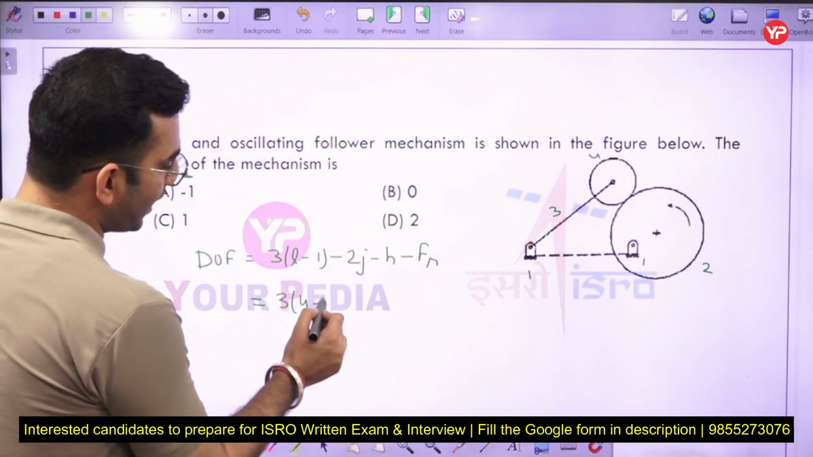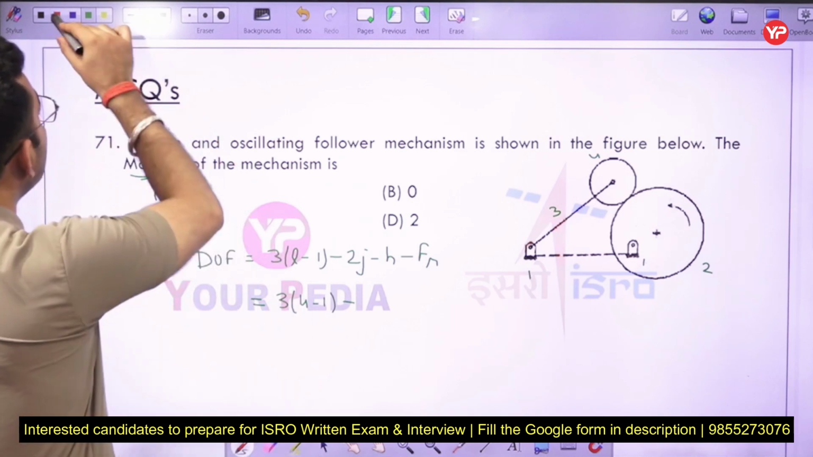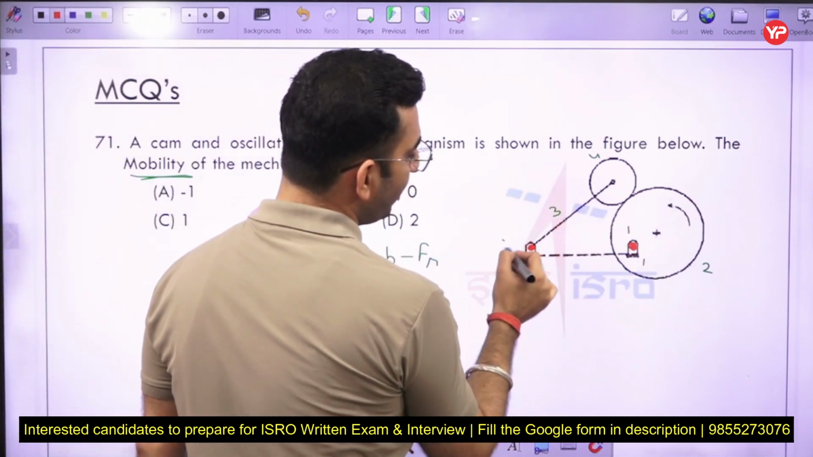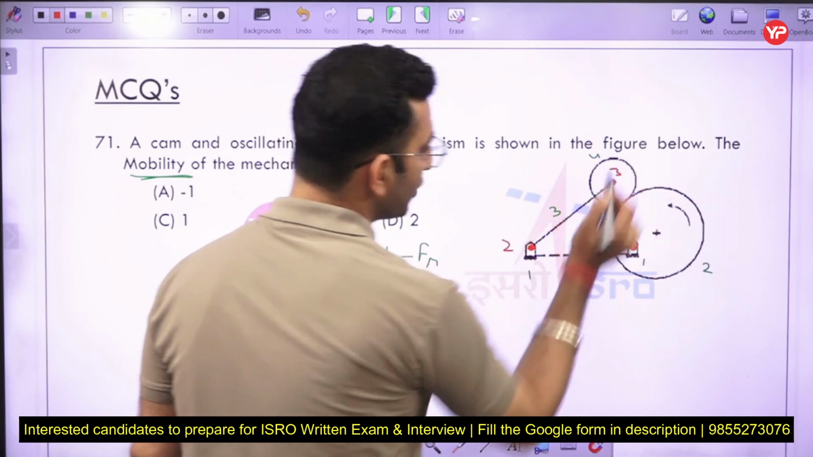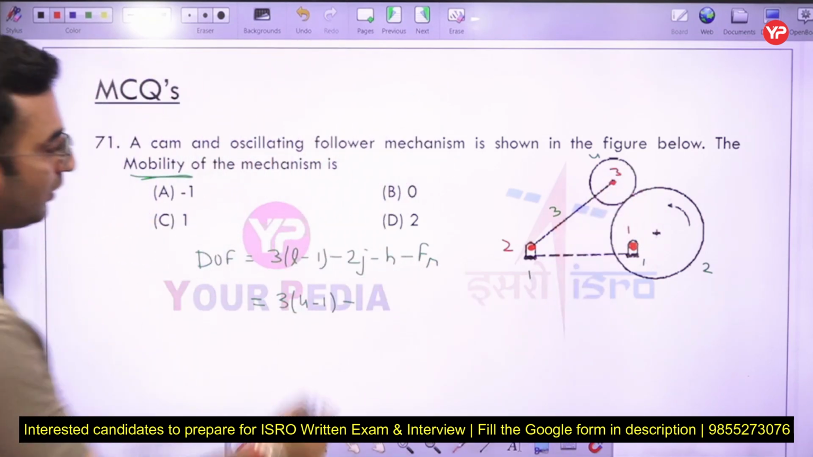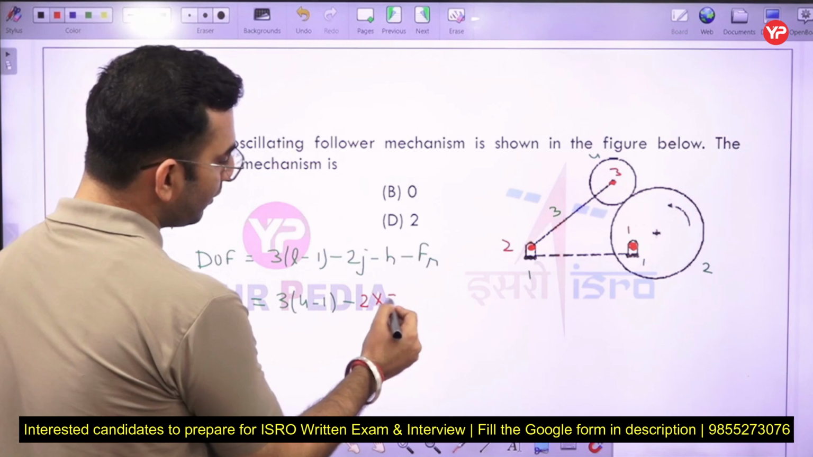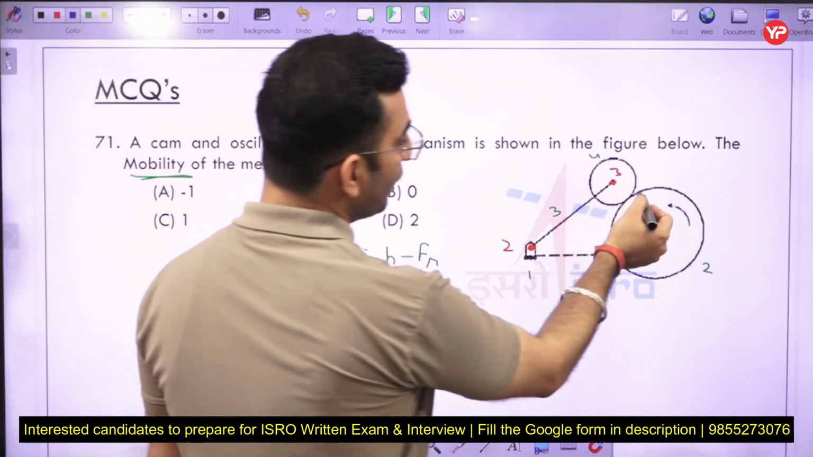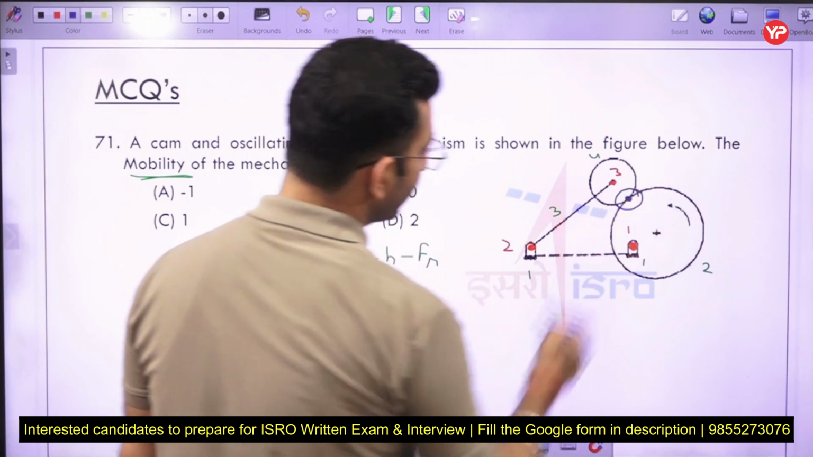Okay, 4 links are there. Number of joints here: first joint, second joint, third joint. So the number of joints is 3. How many higher pairs are there? There is only one higher pair at this particular location.